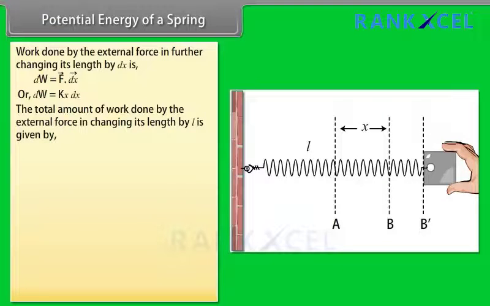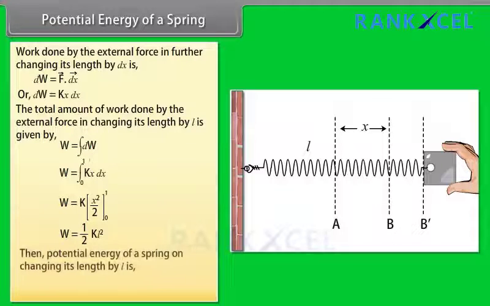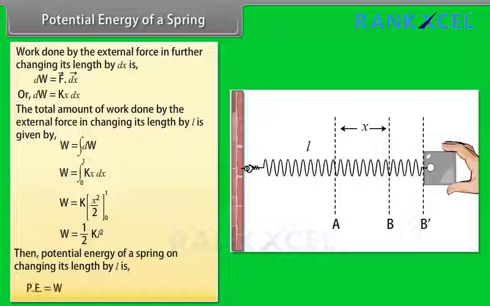Now, the total amount of work done by the external force in changing its length by l is given by W is equal to integration of dW. By calculating it, we get W is equal to 1 upon 2 kl square. Then, potential energy of a spring on changing its length by l is potential energy is equal to W. Potential energy is equal to half kl square.